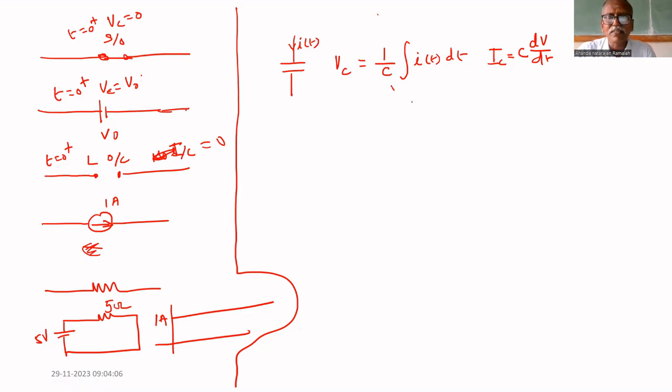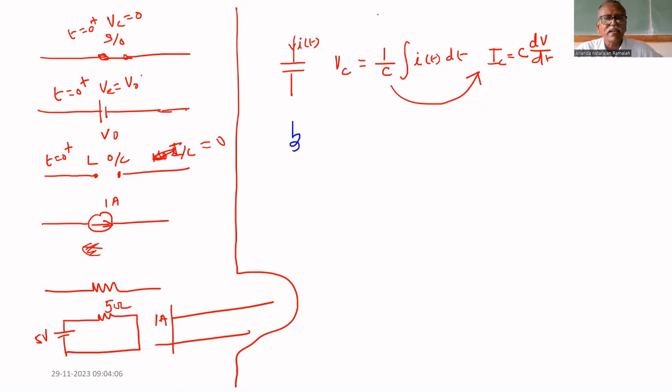From this you can get this. Differentiate on both sides. What you will get? dVC by dt equal to i of t divided by C. If you bring that C here, you will get i of t. If you differentiate the first expression, you will get the second expression.